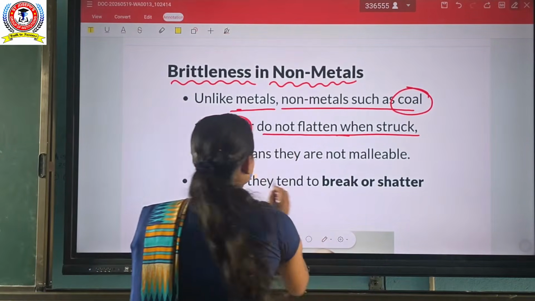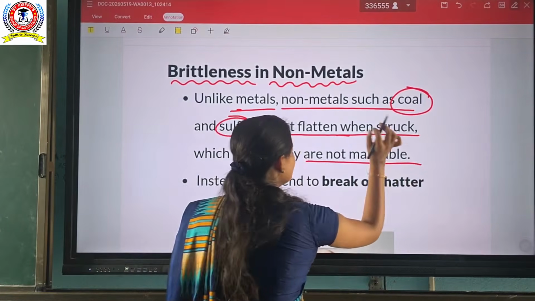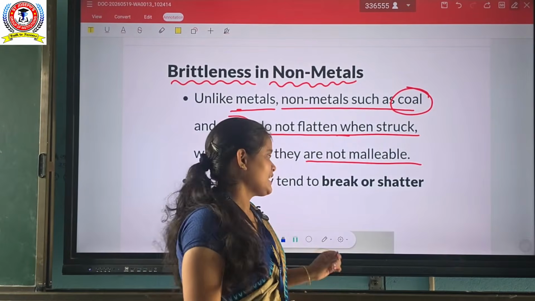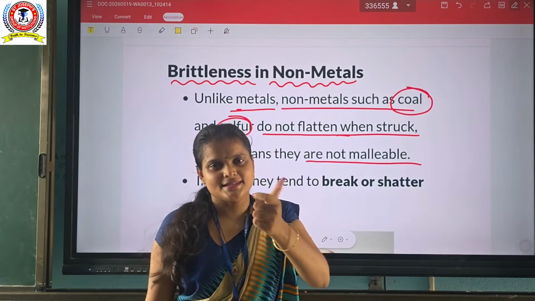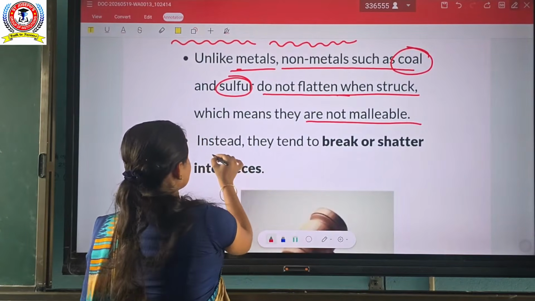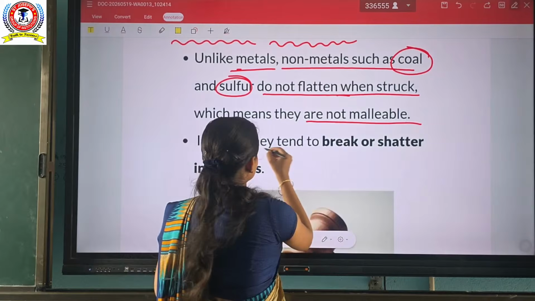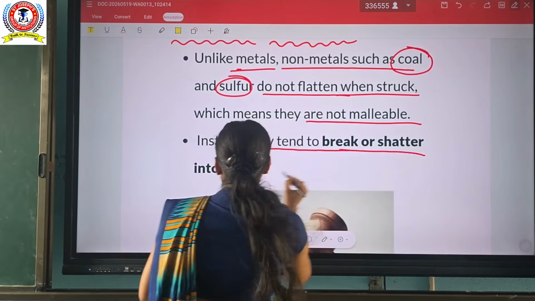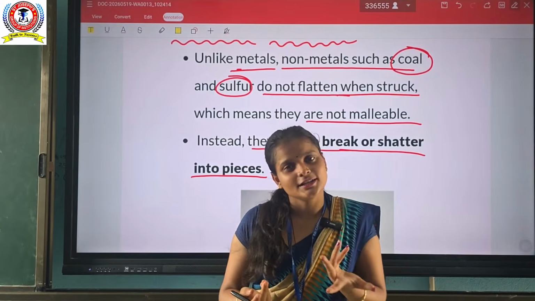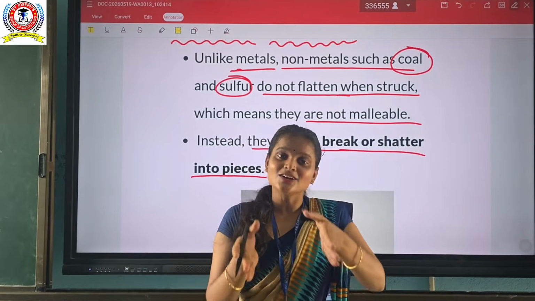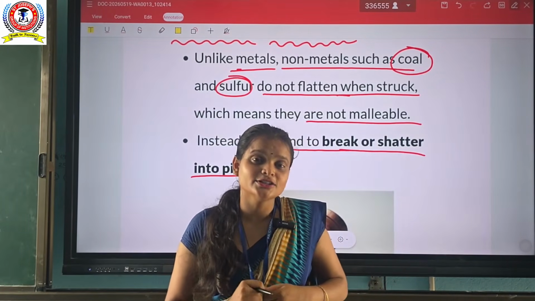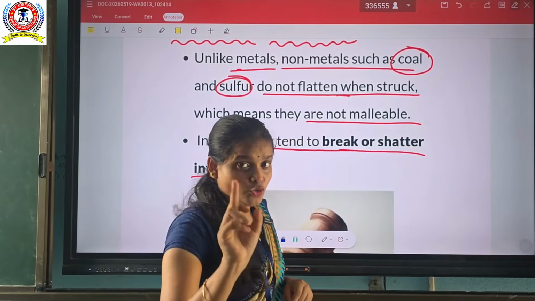So we can say that non-metals do not have a malleable nature. They can be broken down into small pieces, like powder. They tend to break and shatter into pieces. वो break होगा छोटे छोटे piece में. So non-metals are called brittle in nature, but not wood.